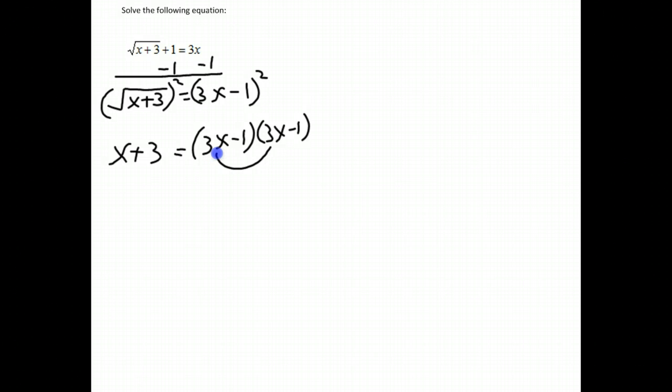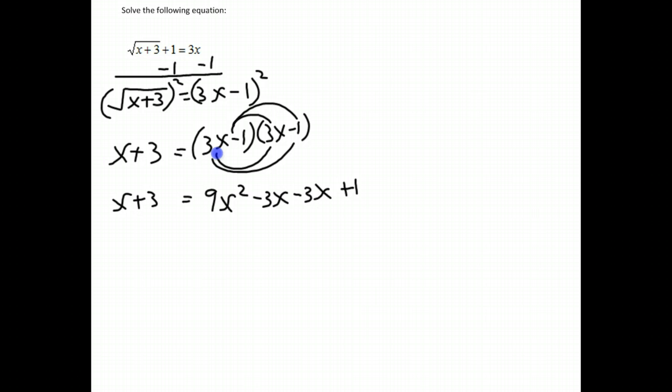So 3x times 3x is 9x squared. 3x times negative 1 is negative 3x. Negative 1 times 3x is minus 3x. And negative 1 times negative 1 is positive 1. And that's all equal to x plus 3 on the left side. Let's combine like terms. So we finally get 9x squared, a negative 3x and a negative 3x is minus 6x, plus 1. And that's equal to x plus 3.